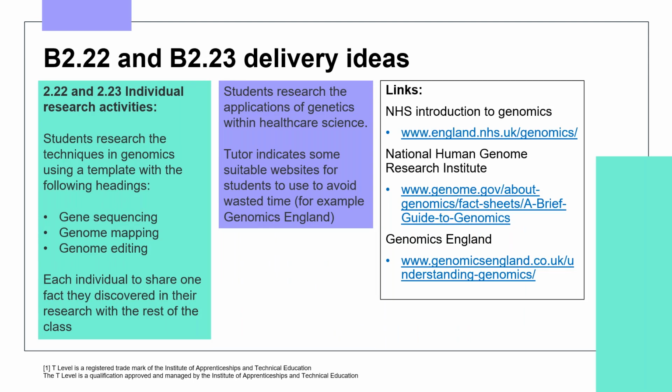Now, the scheme of work presents delivery ideas for B2.22 and B2.23 specification sections. It suggests that students should research the techniques used in genomics, so gene sequencing, genome mapping, and genome editing, and then share their research with the class. They would then go on and link that to the applications provided in B2.23. It also says that the tutor might indicate some suitable websites for students to avoid wasted time. And so to help with this, I've just provided a few links there just to direct students to some valuable sources of information. And again, if you've got any others, including news links and things like that, please pop them onto the Padlet, which we'll be reviewing shortly.